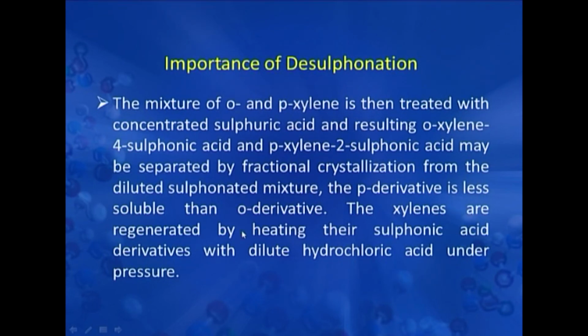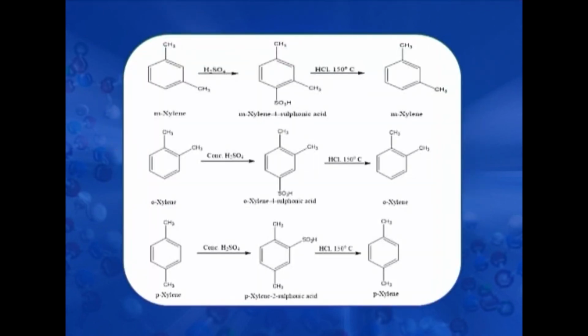So what we do in this reaction, the mixture of ortho- and para-xylene we treat with concentrated H2SO4. So ortho-xylene is converted into ortho-xylene 4-sulfonic acid, see here at position 1, 2, 3, 4, and para-xylene gives sulfonic acid, and here we see the position 1, 2. So para-xylene 2-sulfonic acid. Both have different melting points and they can be separated by fractional distillation. So we separate these two molecules. Para isomer is less soluble, so it crystallizes first, we separate it and then we recover the ortho isomer.